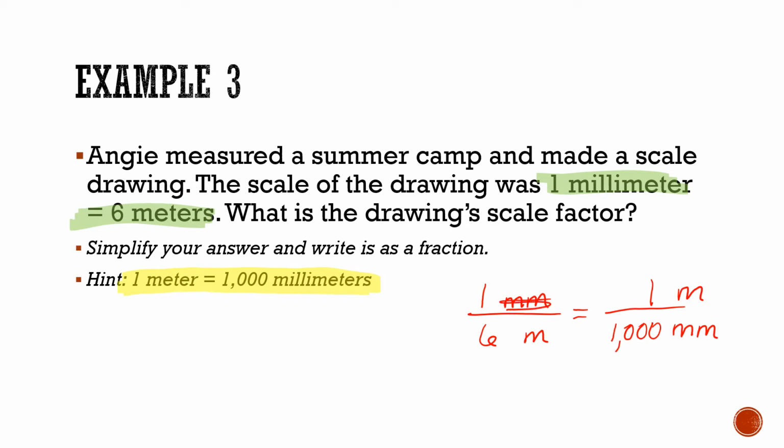So my units cancel because they're written diagonal from each other. And we're going to multiply straight across. So 1 times 1 is 1, and 6 times 1,000 is 6,000. And that is in simplest form.